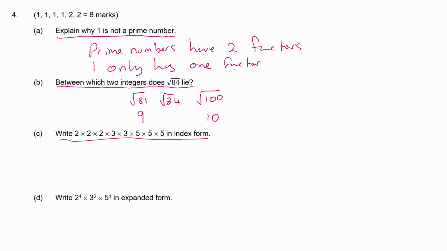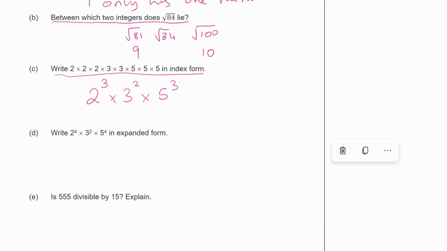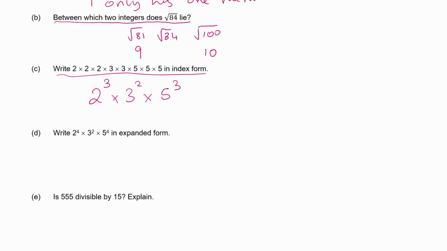We want to write this one in index form. We can see 3 2's, so that's 2 cubed, 2 3's, so that's 3 squared, and 3 5's, so that's 5 cubed. And then doing the opposite here, we're going to write this in expanded form. So 2 times 2 times 2 times 2, because we can see the index of 4, times 3 times 3, the index of 2, and then we've got an index of 4, so times 5 times 5 times 5 times 5.